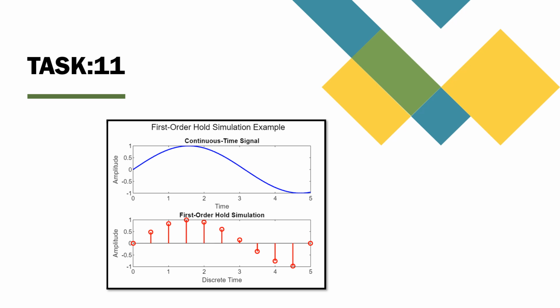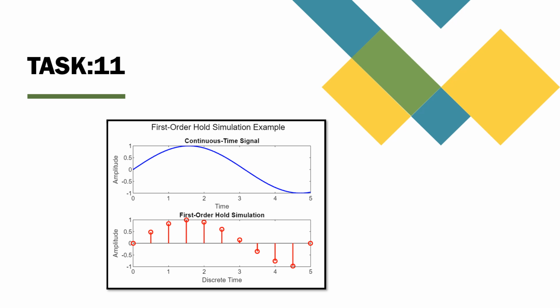Now we will discuss the difference between zero order hold and first order hold. These both are methods that are used to convert continuous time signals into discrete time signals. Firstly, we will discuss zero order hold. It holds the value of the continuous signal constant over each sampling interval. It results in a piecewise constant discrete time signal. It is simple to implement computationally. It can introduce step-like changes and overshoot.